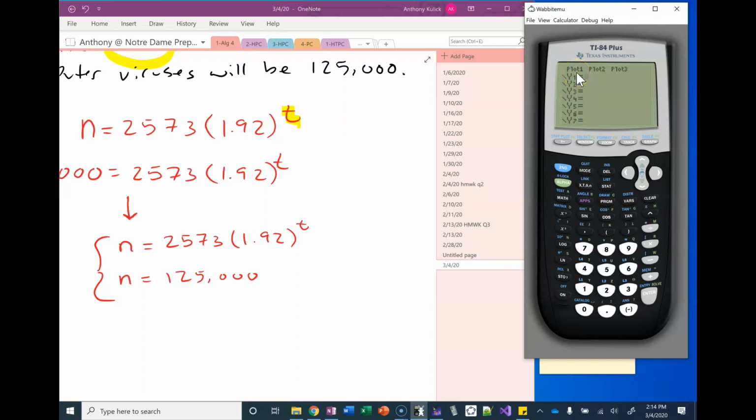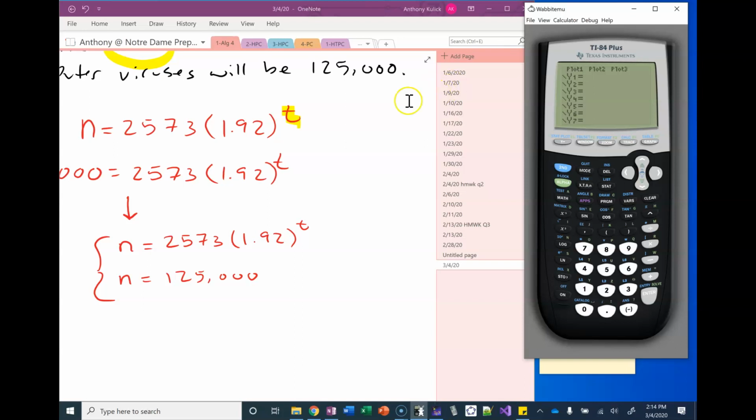There's one other thing that I want to do before I get going, which is check up here where it says plot 1, plot 2, and plot 3. Make sure none of those are highlighted. You notice that none of mine are highlighted. If one of them is highlighted, just use your arrows to move up to it and press enter to unhighlight that. It'll give you problems trying to graph it if that's the case.